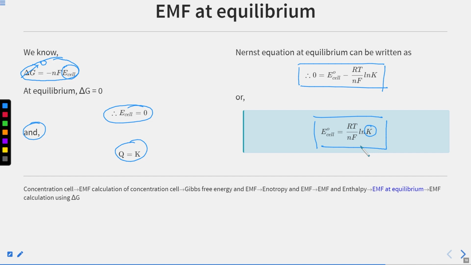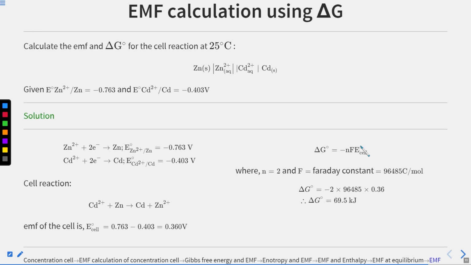Now the last topic of today's class is calculation of the EMF and delta G naught for the cell equation. So basically what we are doing is we are using this delta G and using it to calculate our E or EMF of the cell. So why are we not doing it directly? You will see what is meant by directly here.